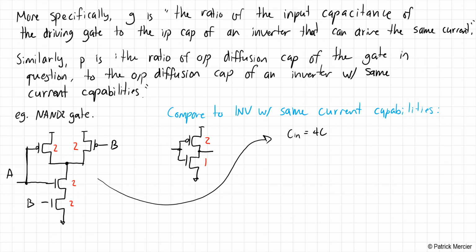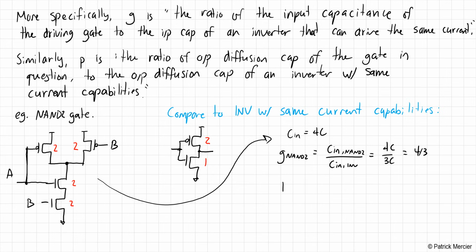Okay, so we can say here that for our gate, Cin is equal to 4C, because connected to input A or B, we see 2C of capacitance each at the PMOS and the NMOS transistor, so our total input capacitance is 4C. We only need to consider one input. So therefore, our logical effort, our G, for our NAND 2 gate is going to be Cin of the NAND 2 divided by Cin of the inverter with the same current carrying capability. That is equal to 4C over 3C, or 4 over 3.